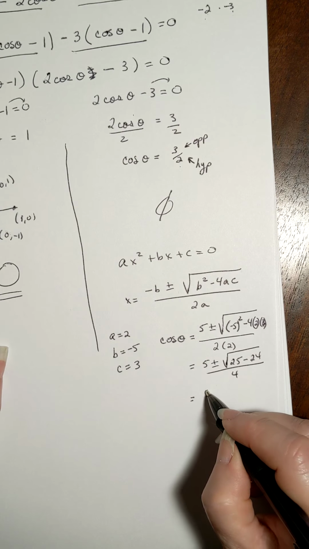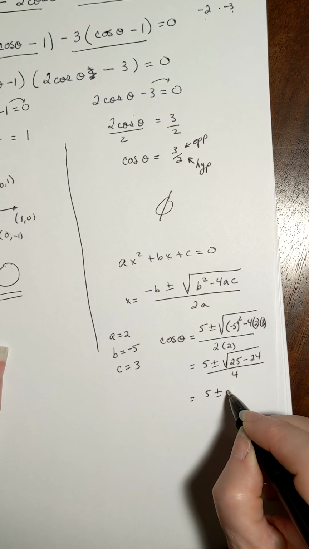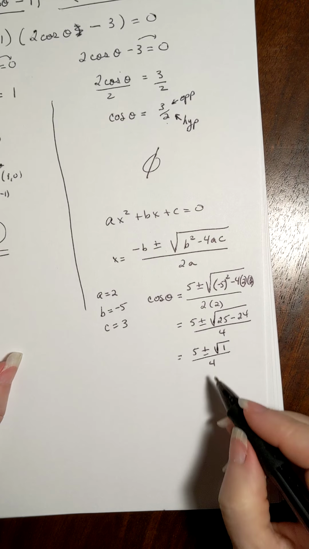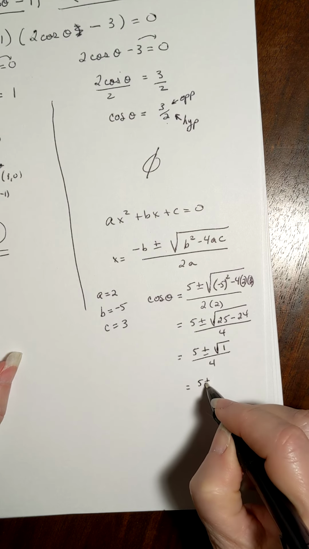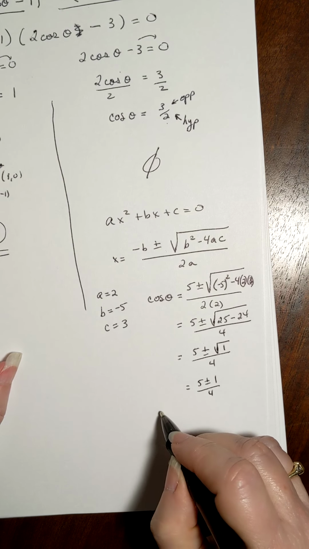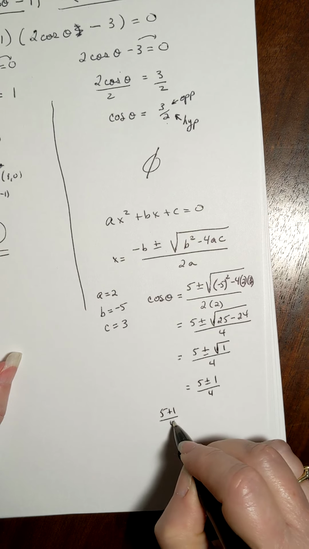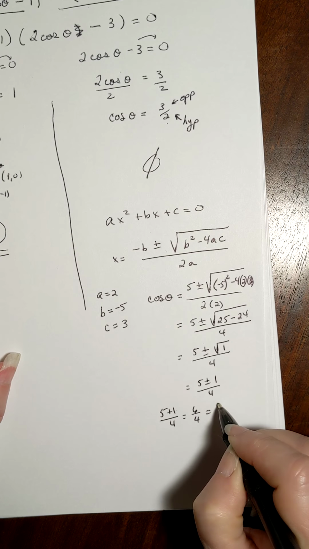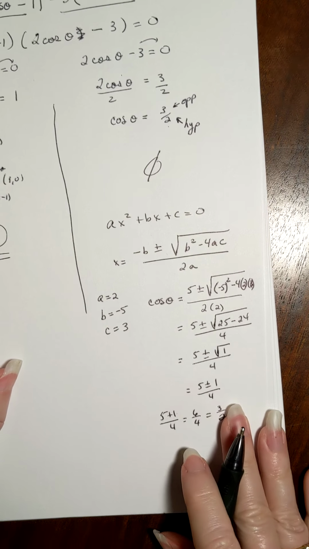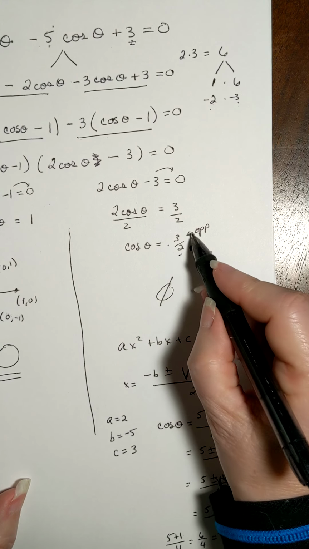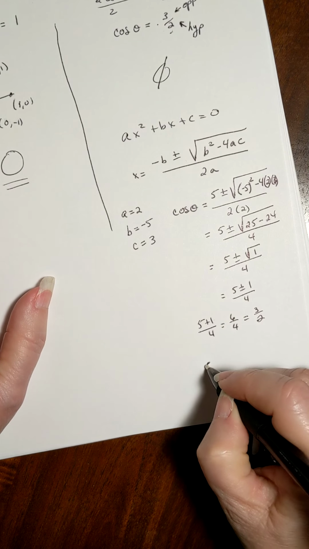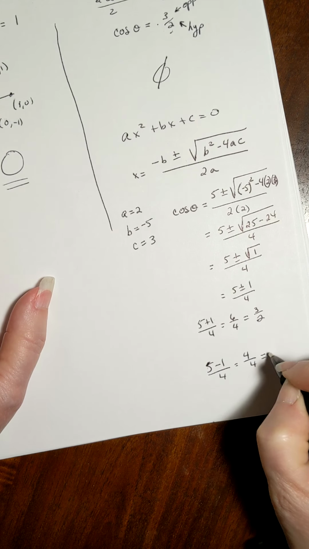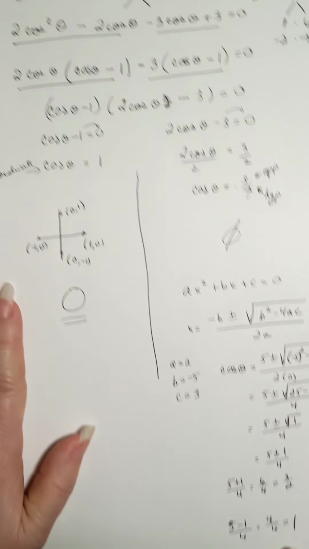So this gives me 5 plus or minus the square root of 1 over 4. Well, the square root of 1 is 1. So if I do 5 plus 1 over 4, I get 6 over 4, which gives me 3/2, which is the part that I got here. And if I do 5 minus 1 over 4, that would be 4 over 4, which is 1. And that's what I got here.